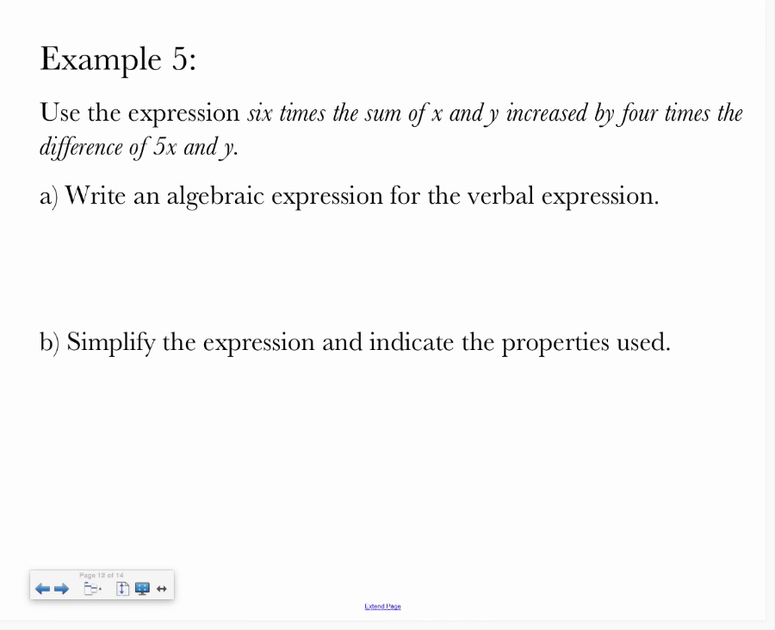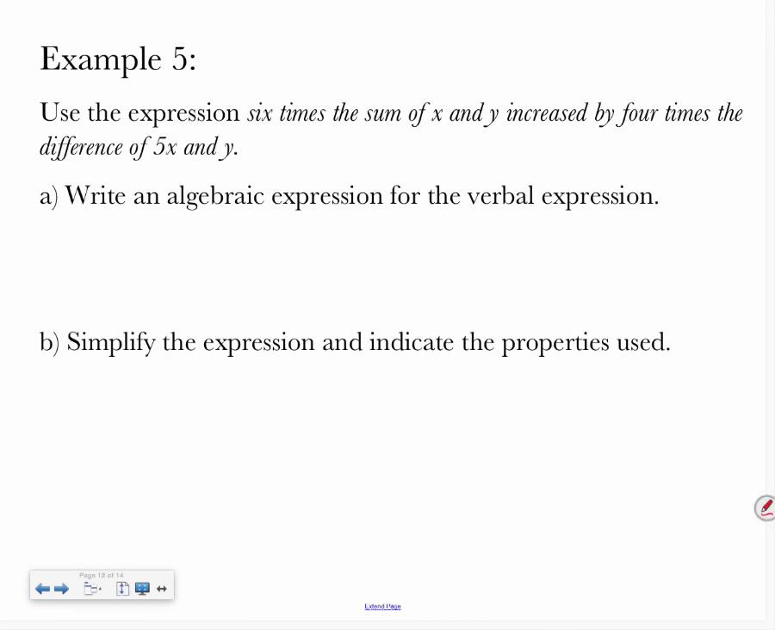We want to use the expression 6 times the sum of x and y increased by 4 times the difference of 5x and y. It's a lot of words. It's okay to feel momentarily overwhelmed. We're going to work through that, and I'm going to show you that these really aren't that bad, okay? And if they're hard at first, that's okay. Hopefully by the end of the lesson or the end of working on your homework, they don't seem so bad, okay? So part A wants us to write an algebraic expression for the verbal expression.